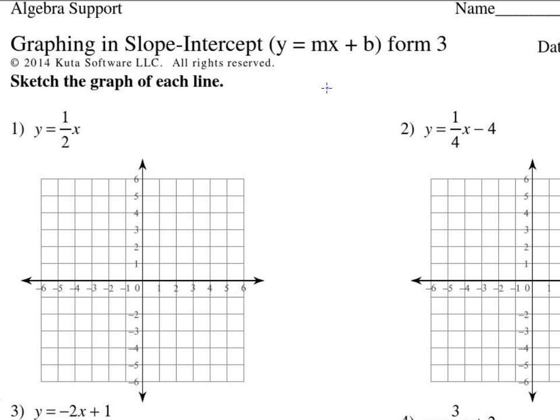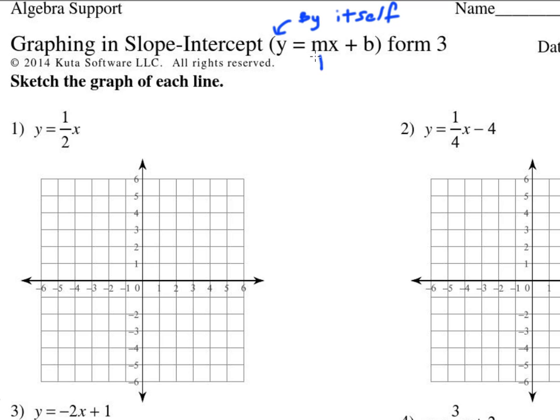Guys, let's go ahead and practice a little bit more of this slope-intercept stuff. Remember, slope-intercept form is y equals mx plus b. That means the y is by itself. There's nobody hanging out with y.